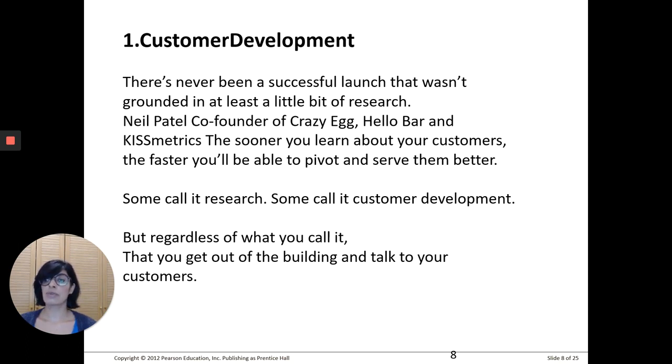The idea is you get out there and you start talking to your customers and building a relationship with them. So you get to understand them, and get them to answer the questions that you have in your head about whether your product is going to hit that particular market well.